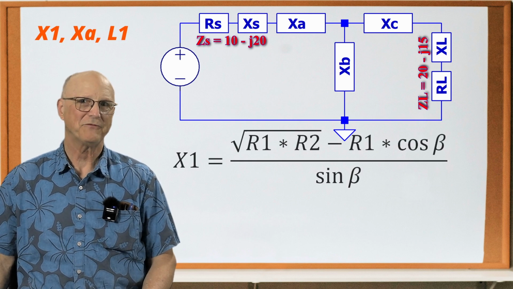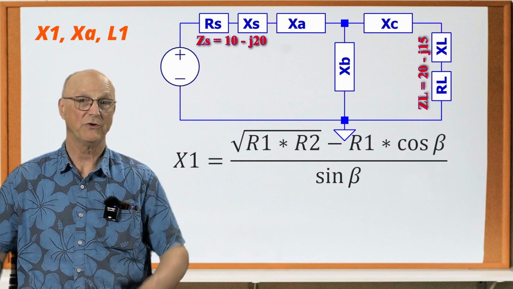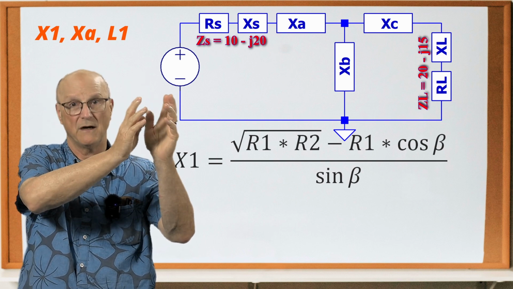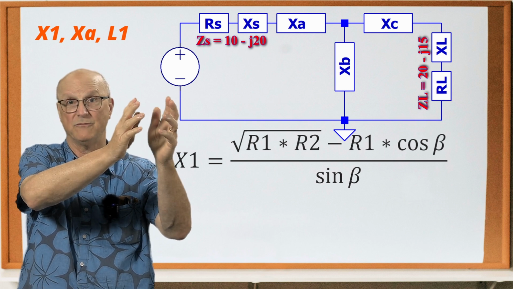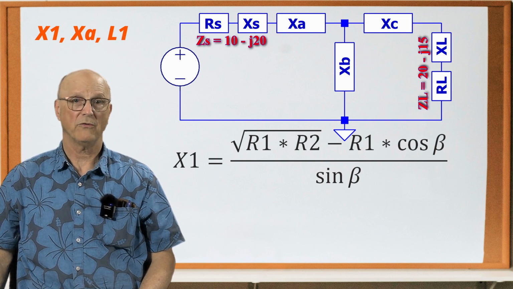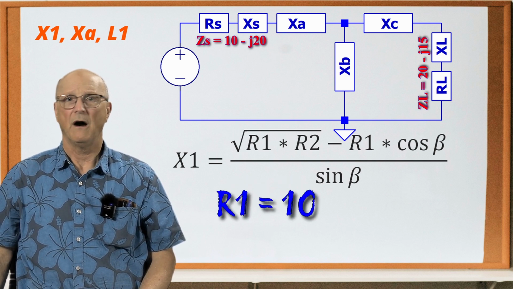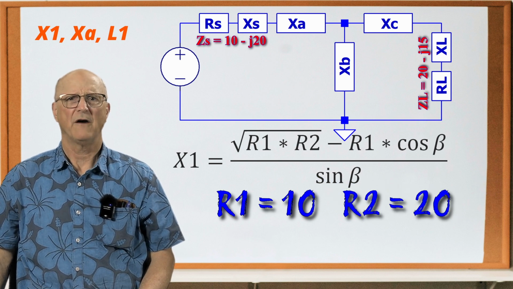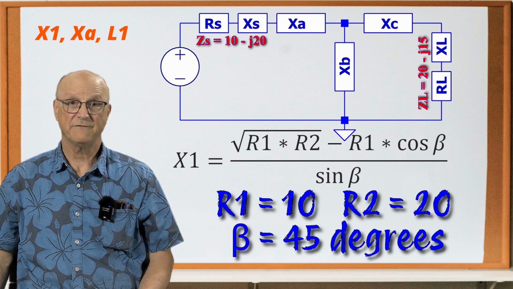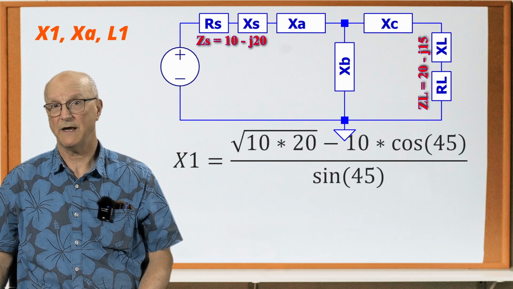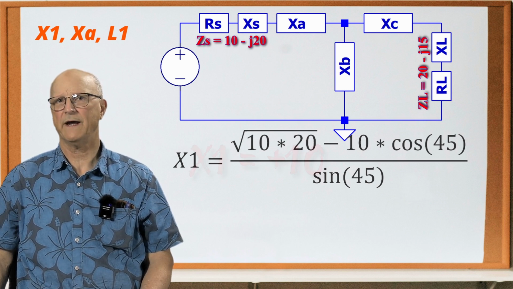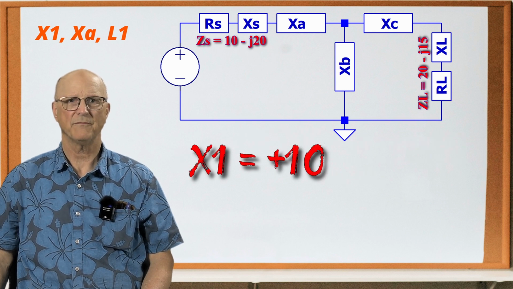And here is the equation for X1. X1 is equal to the square root of the quantity R1 times R2 minus R1 times the cosine of our phase angle beta, divided by the sine of our phase angle beta. And we know that R1 is equal to 10, R2 is equal to 20, our phase angle beta is 45 degrees. So putting all of these values into our equation, we get this. Calculating this out gives us a reactance for X1 of plus 10.